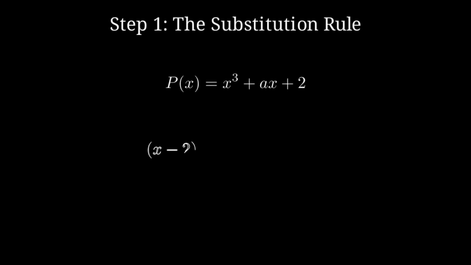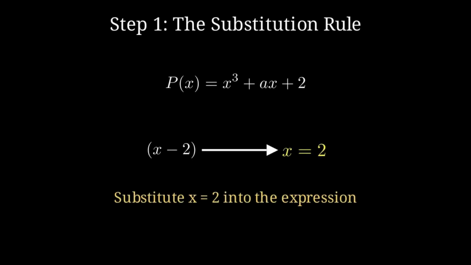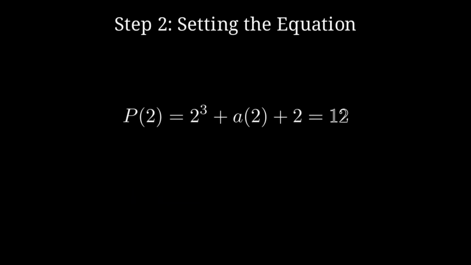If we are told that dividing our polynomial by x minus 2 leaves a specific remainder, our first step is to identify c. In this case, c equals 2. We will plug this value into every x term. Once we substitute the value, we set the entire expression equal to the remainder provided in the problem. This transforms a functional expression into a solvable linear equation, allowing us to isolate the missing coefficient through basic algebra.